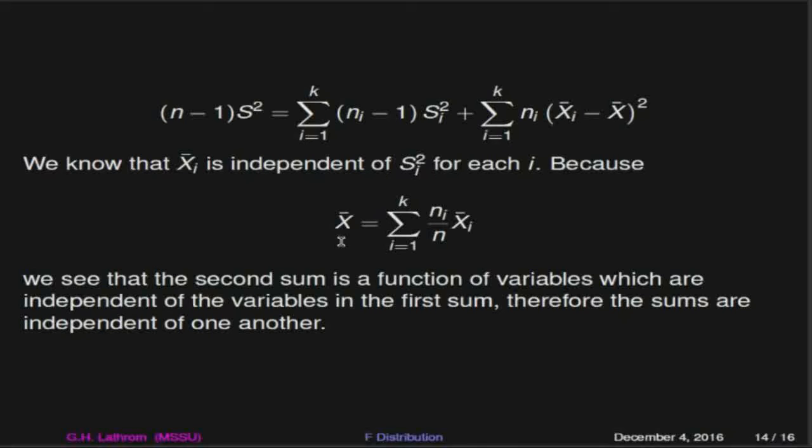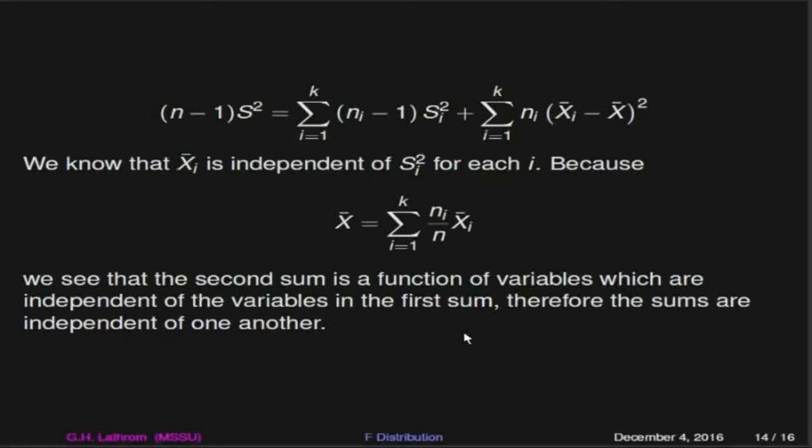Now our total mean, so our mean for all of our groups, we can write that as this expression. And so what that means is because the s sub i's are all independent of the x sub i bars, and the x bar is a sum of the x sub i bars, then we still have independence.